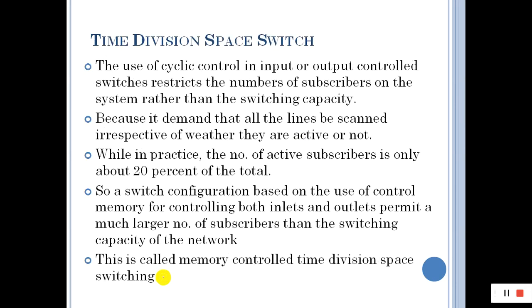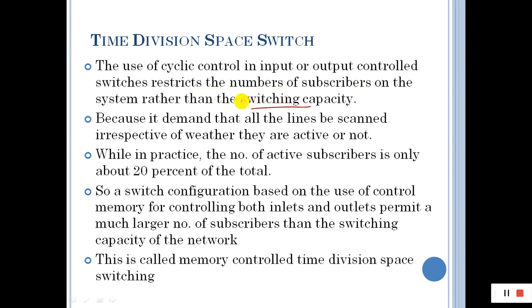So guys, it was all about time division space switching, and the use of cyclic control. Input or output control switch restricts the number of subscribers on the system rather than the switching capacity. Whatever cyclic control we have, it restricts the number of subscribers because it takes time to scan. If you are using more subscribers, then obviously the scan time will increase, because it demands that all the lines be scanned irrespective of whether they are active or not.